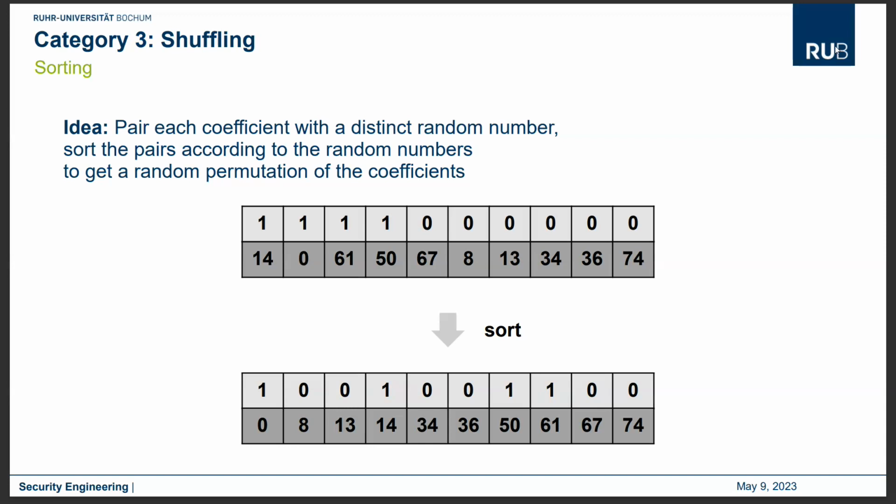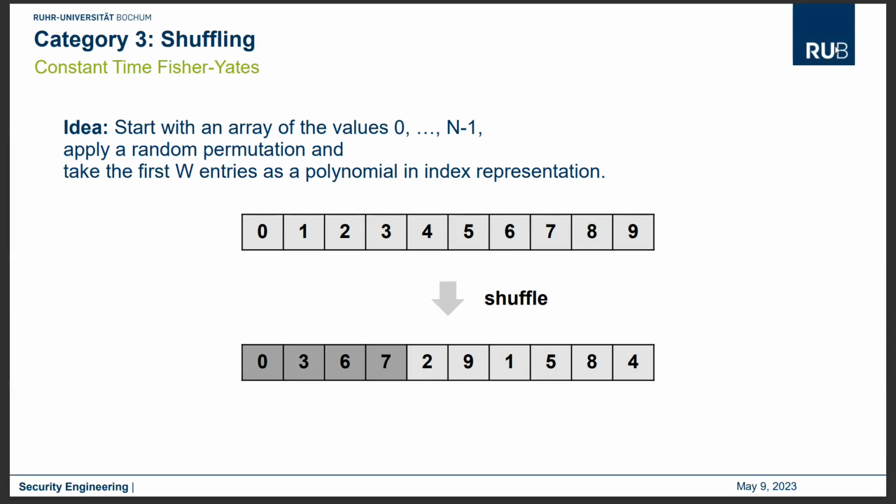And now you might be wondering, why don't we use Fisher-Yates shuffling? Well, we can use Fisher-Yates, but it's usually not side-channel secure. It leaks the permutation via the memory accesses, but we can transform it to make it side-channel secure, but then it becomes quadratic. But there's still a use case for this. The idea is that we start with an array of the values from 0 to n-1. Then we apply a random permutation with Fisher-Yates, and then we take the first W entries as a polynomial in the index representation. Fisher-Yates can be stopped after the first W entries are set, so our runtime is quadratic in W and not n.